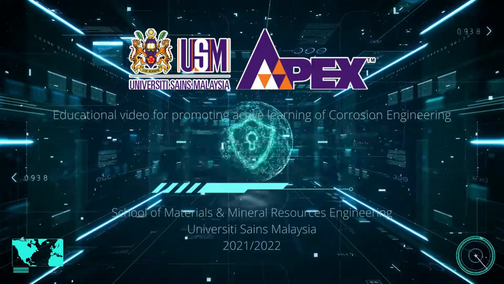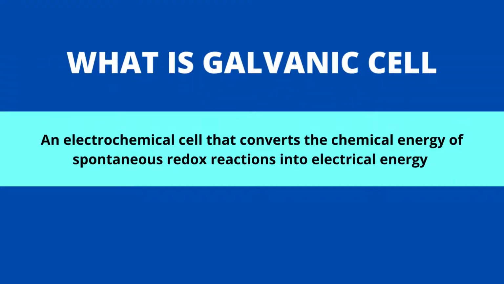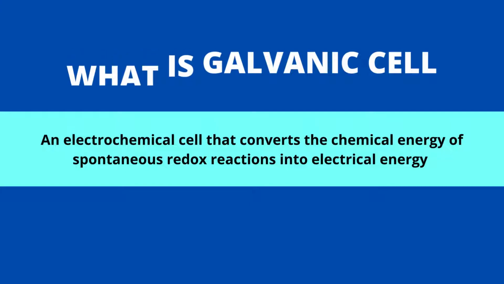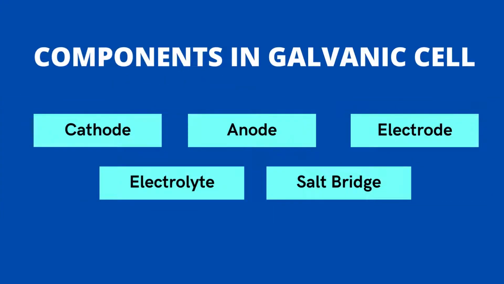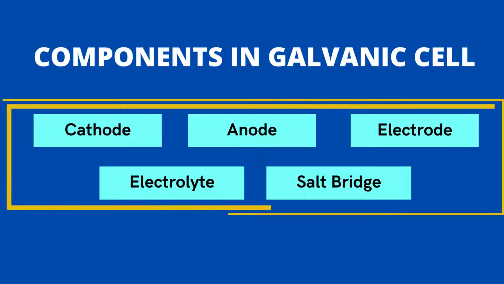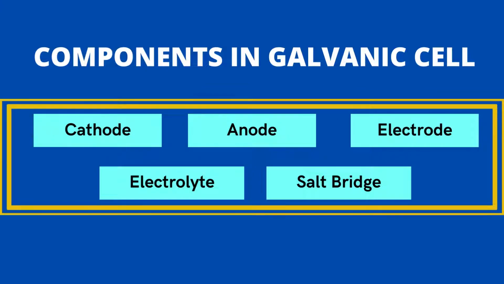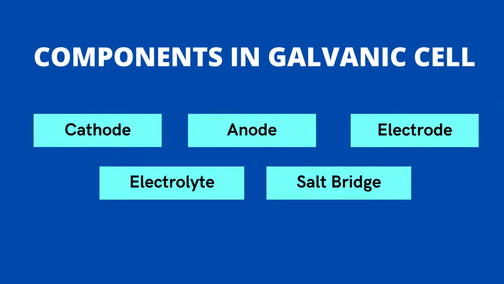Galvanic cell. What is a galvanic cell from a material science point of view? It is an electrochemical cell that converts the chemical energy of spontaneous redox reactions into electrical energy. In a typical galvanic cell setup, there are 5 crucial components that we need to know. Those components are anode, cathode, electrode, electrolyte and salt bridge.